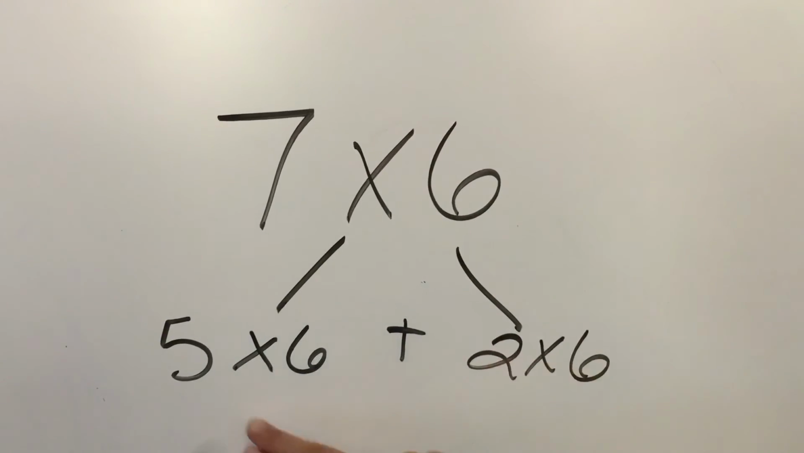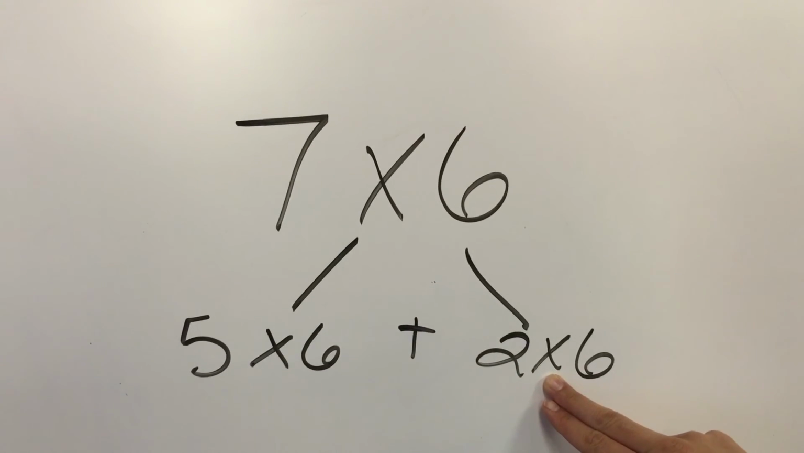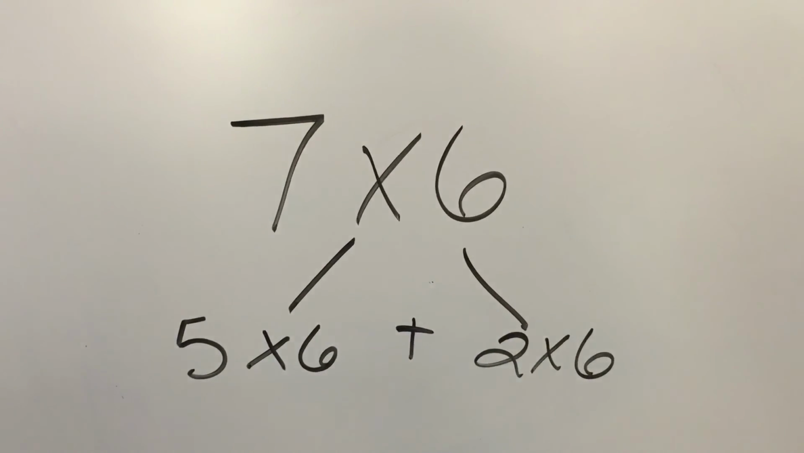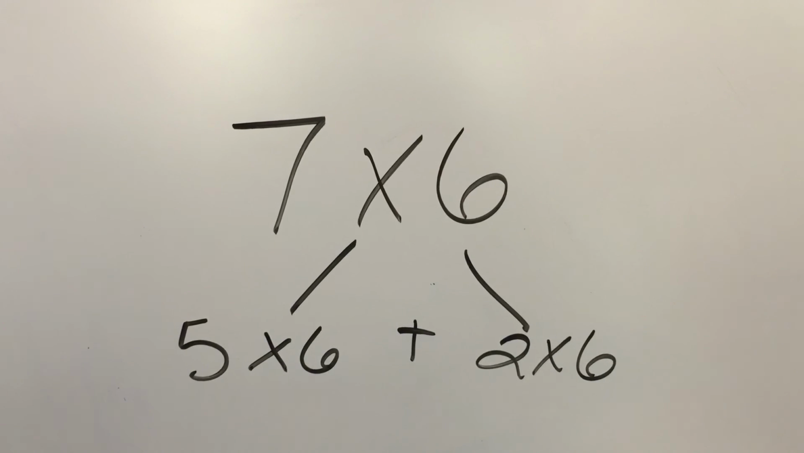And then the children would use the answer to those 2 equations to add them together and find the product of 7 times 6. Hopefully this video will be helpful to you.